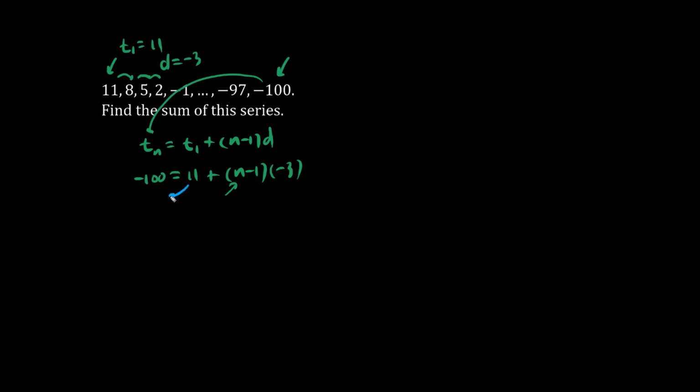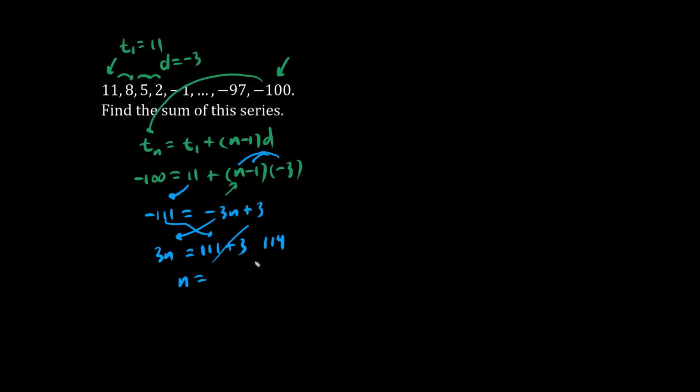Let's throw 11 to the left. We have -111 equals, using distribution, -3n plus 3. We'll move 3n to the left here. This becomes positive 3n. And we move -111 to the right. It becomes positive 111. Plus 3 is 114.